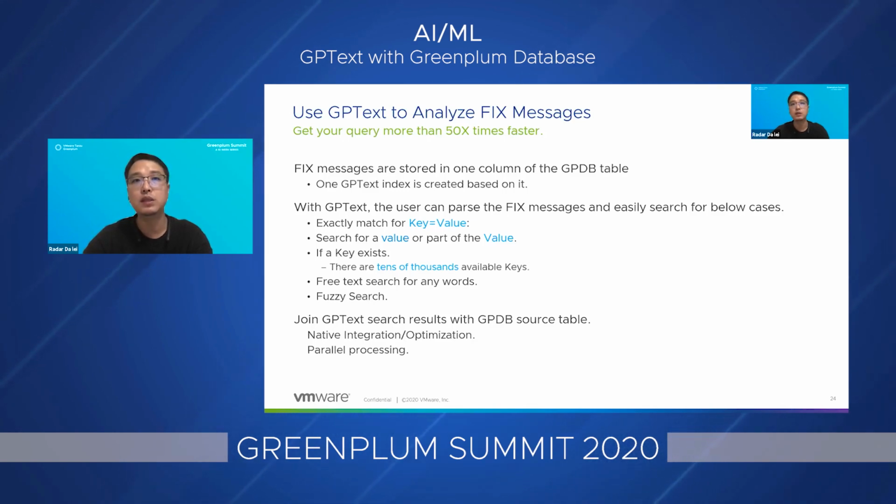With GPText, we save each FIX message into one column, and we use GPText to create one single text index for this column. Then you don't need to create hundreds of them for each tag. By parsing the FIX message into tokens, the user is able to do text search very fast. And at last, the search result will be returned to Greenplum for further advanced analysis.